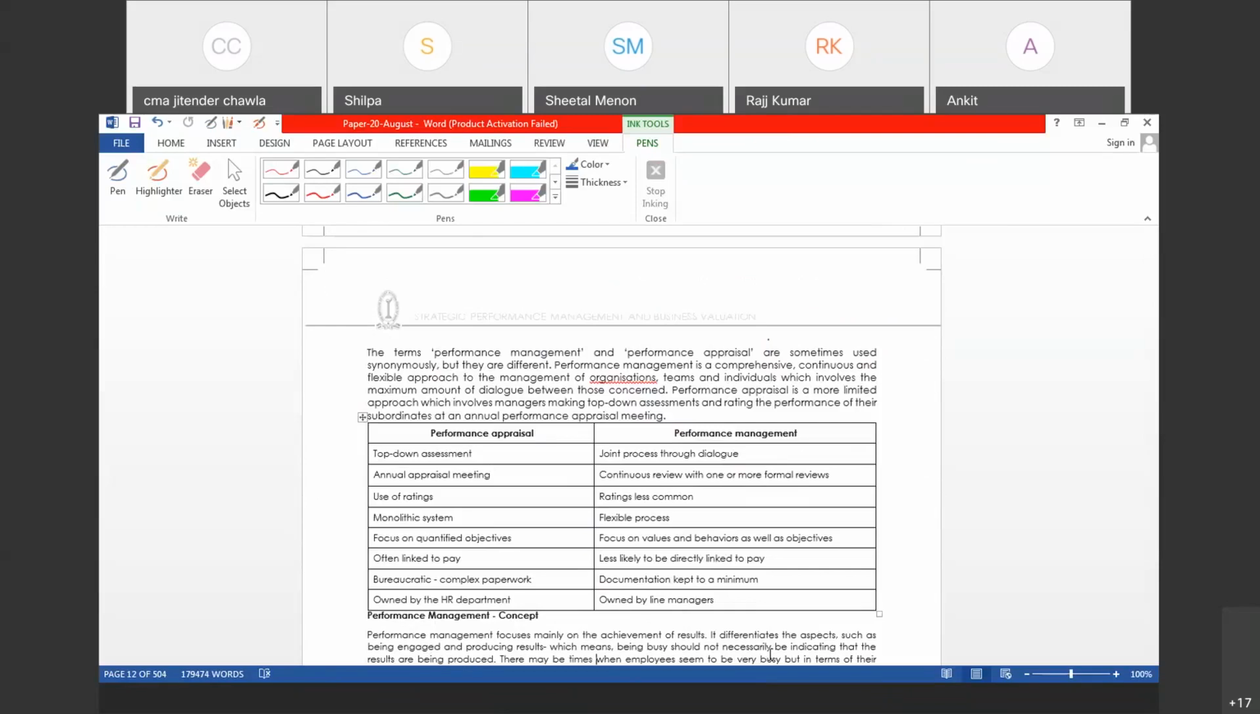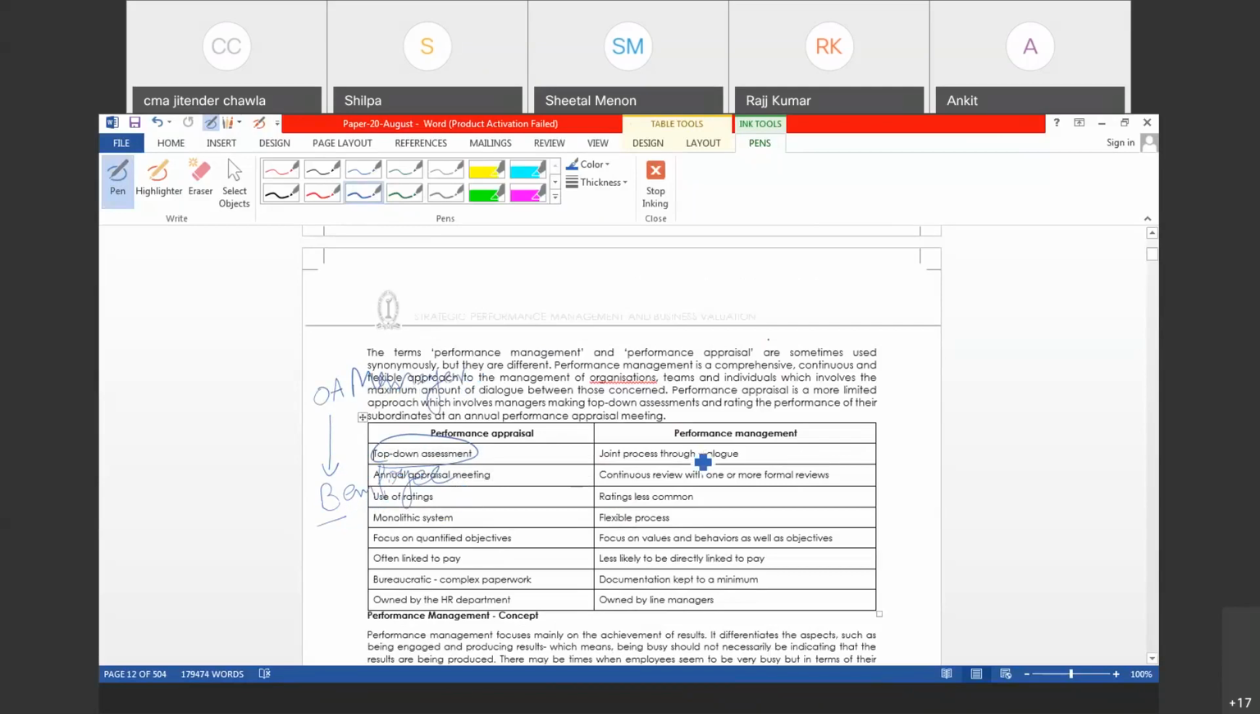What do you mean by performance appraisal? Performance appraisal goes from top to down. That is, there is a manager above you who does the performance appraisal from top to down. That is, it is done by the person at the top position, Mr. A, for the person at the bottom position, Mr. B. He may be an employee, right? A may be a manager. So it moves from A to B.